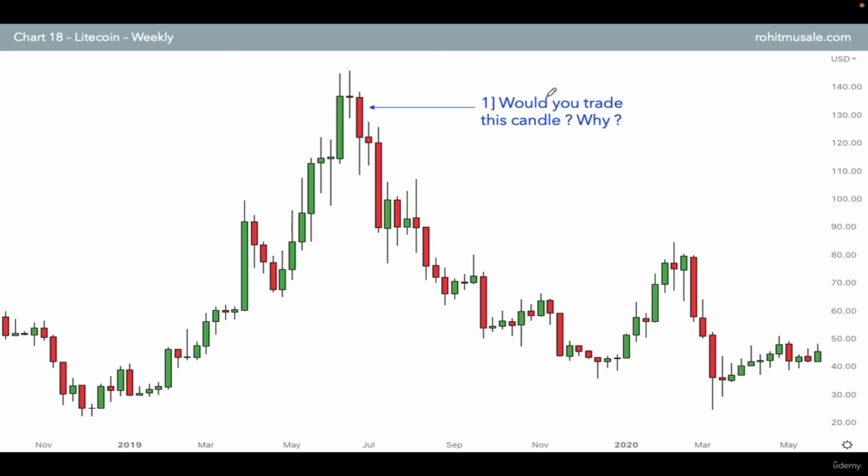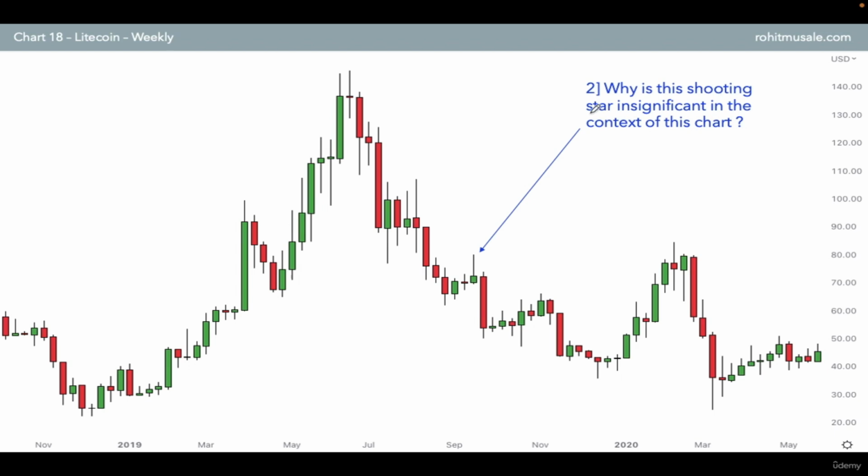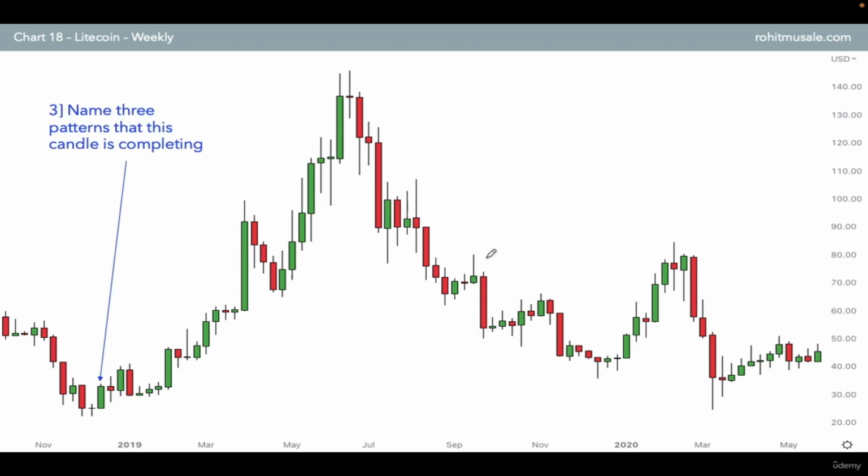So, question 1, would you trade this candle and why? Although this candle is completing an evening star, I would not trade it because it is not confirming any prior resistance, at least looking at this chart. Number 2, why is the shooting star insignificant in the context of this chart? Well, this is a trick question because a shooting star comes after an uptrend, not after a downtrend.